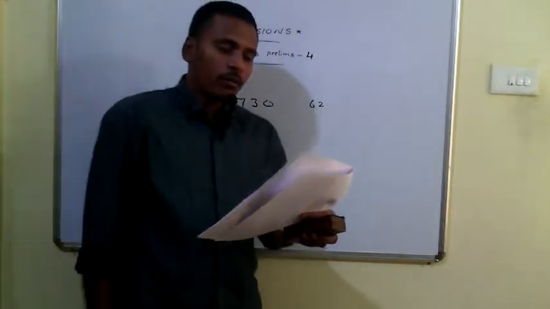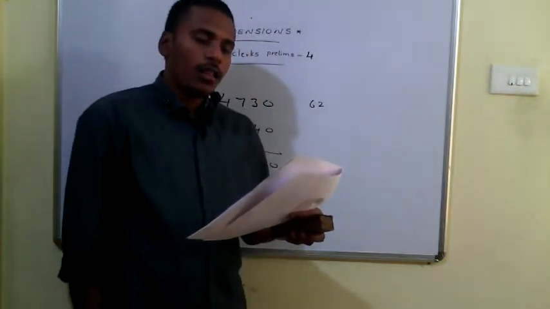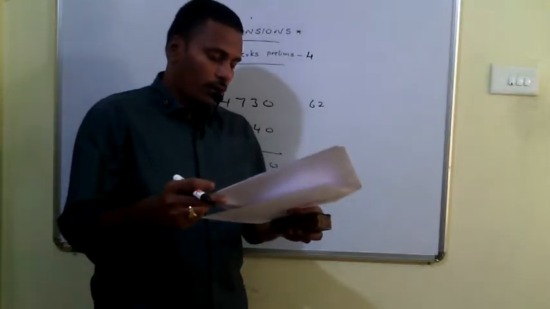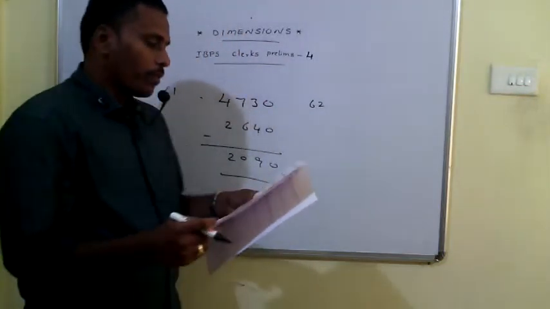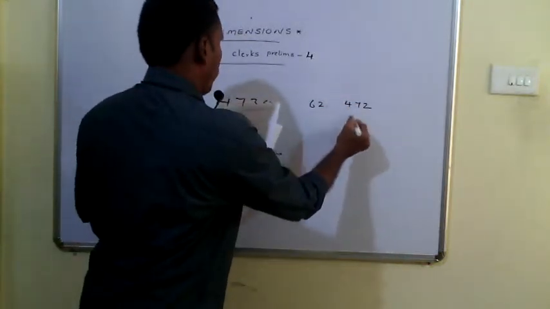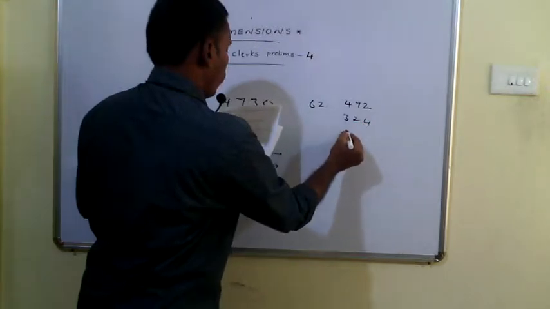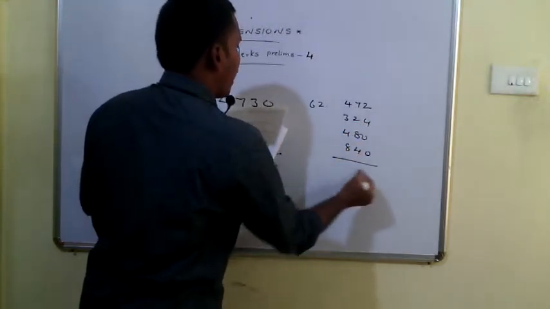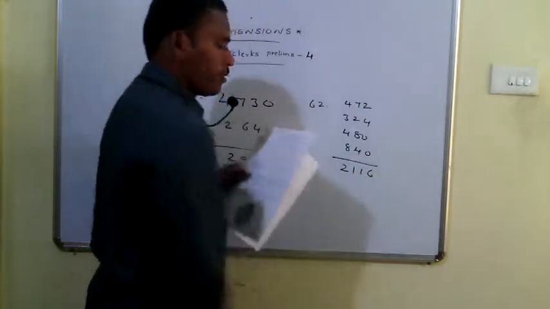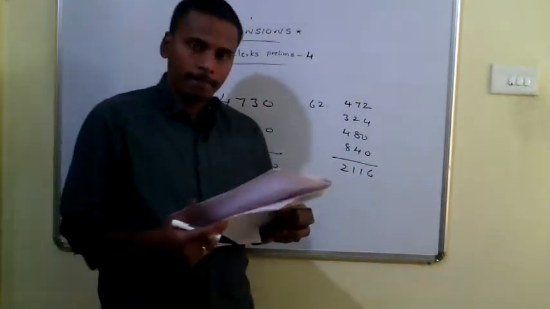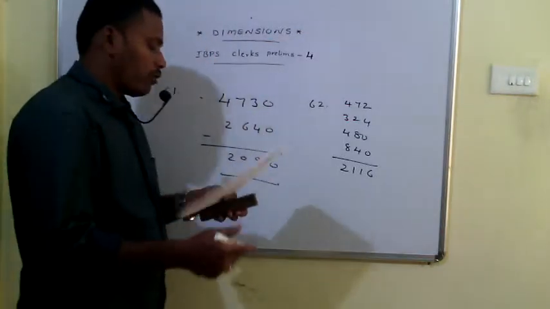What is the average number of students passed from all the schools in the year 2001? In the year 2001, the number of passed students from school A is 472, from school B is 324, from school C 480, from school D 840. Add all those values, that will be 2116. To get the average, divide by 4, and your answer is 529. Then the next one is the 63rd problem.